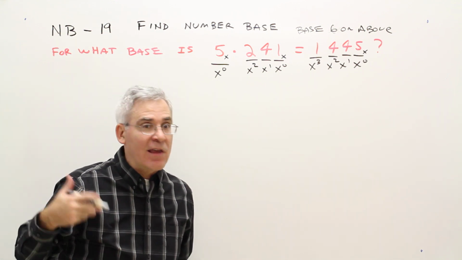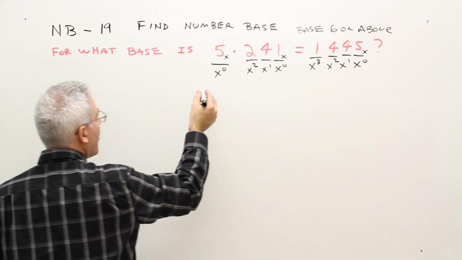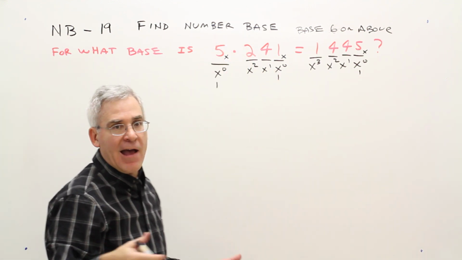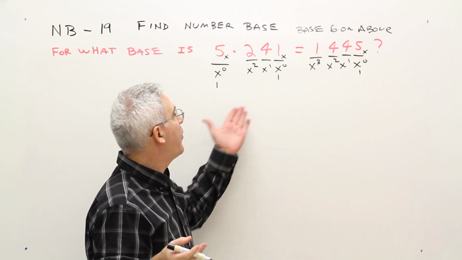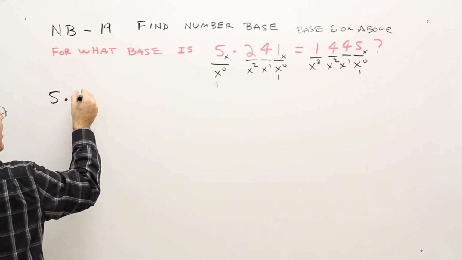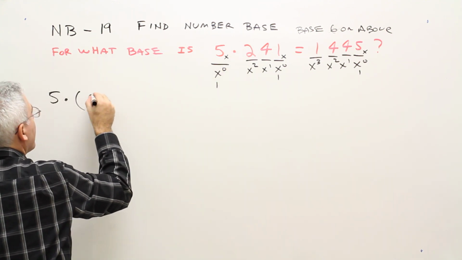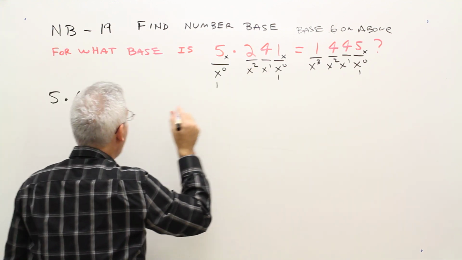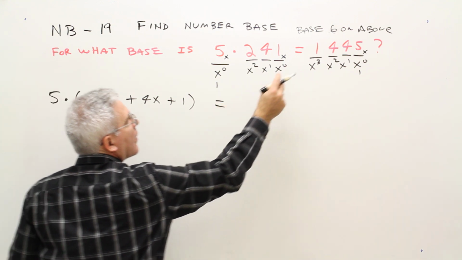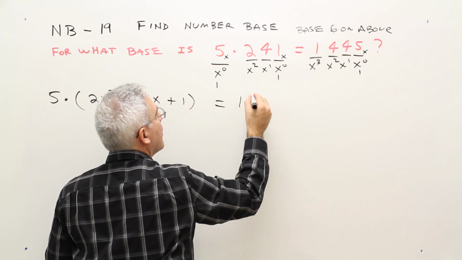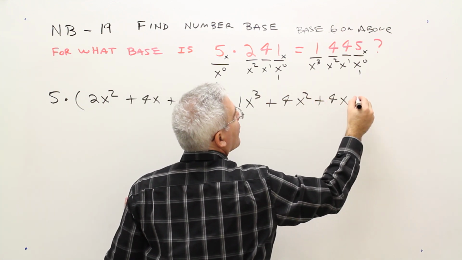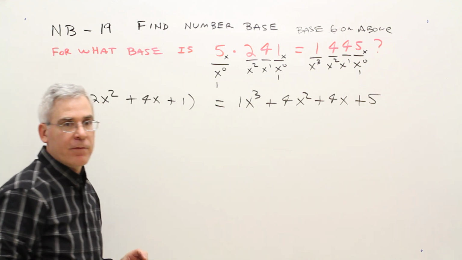And I'm going to expand just like I've been doing before. So just for the ones place, 5 is 5, and 5 is 5 in any number base 6 or above. So I've got 5 times 2x squared plus 4x plus 1 equals 1x cubed plus 4x squared plus 4x plus 5.